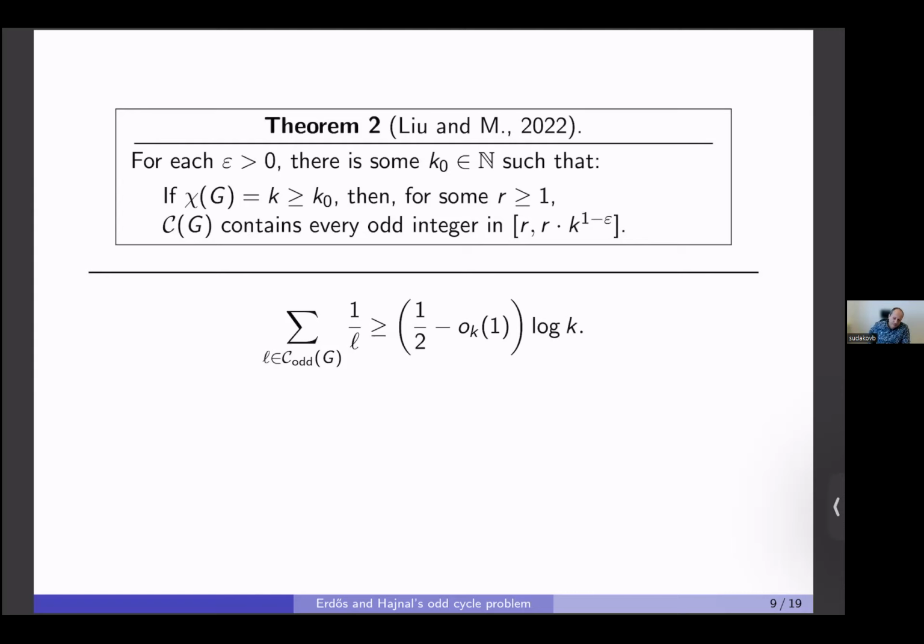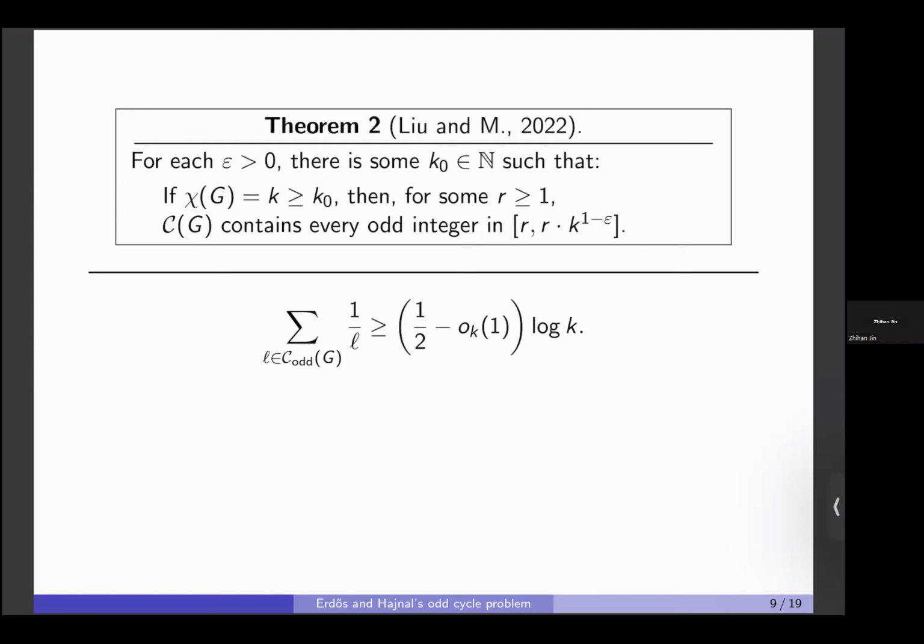Exactly. I've left it out, but if you're watching, I'm sure you can do the little calculations. So the sum of the reciprocals up to r times k to the 1 minus epsilon, over the odd ones, is about 1/2 log of r times k to the 1 minus epsilon. Then we take away 1/2 log r for the start of the sequence. It all cancels out and gives us what I have here.